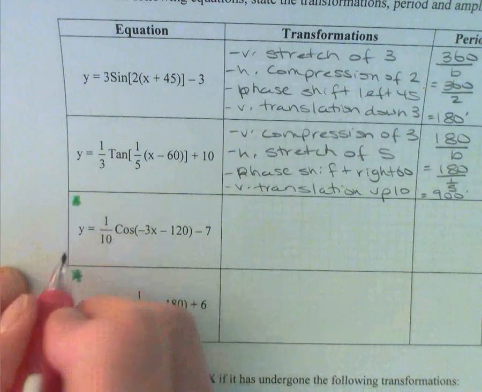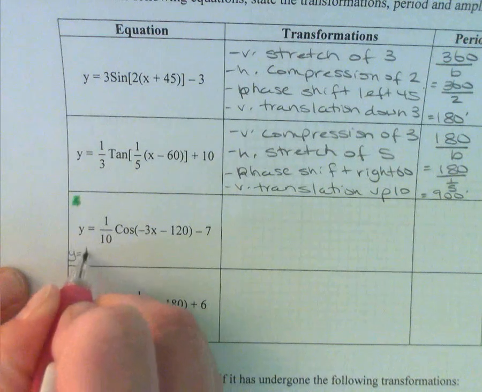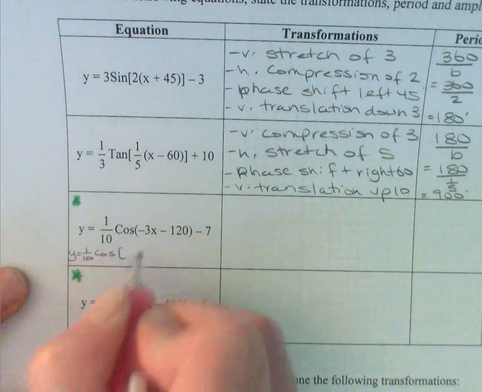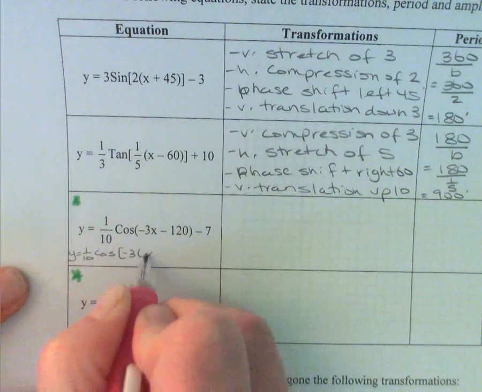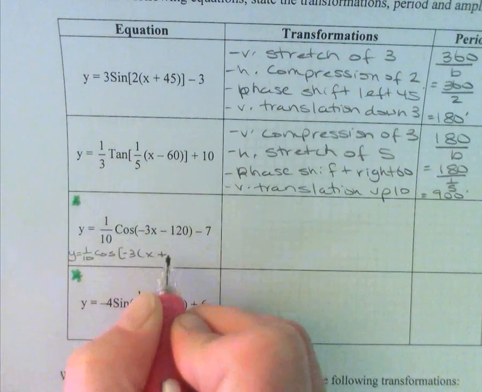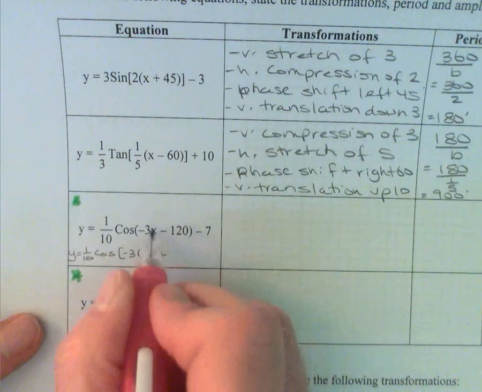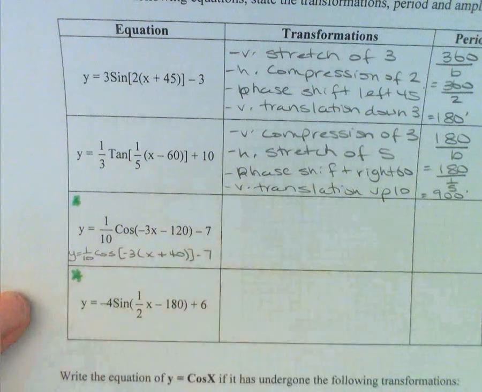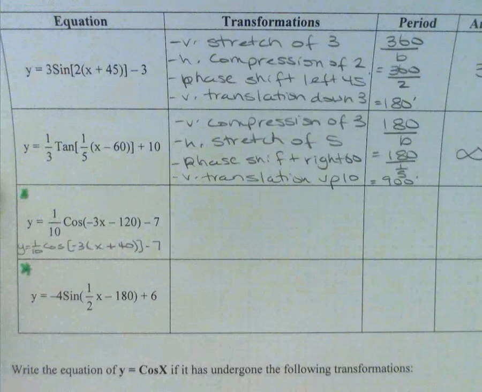state the transformation. So I'm going to have y is equal to 1 over 10 cos, bracket, I'm going to pull out the minus 3, and I have x, and now I have x plus, well, I'm going to take 120 and divide it by 3, so I have x plus 40 and minus 7. So now I can state those transformations.